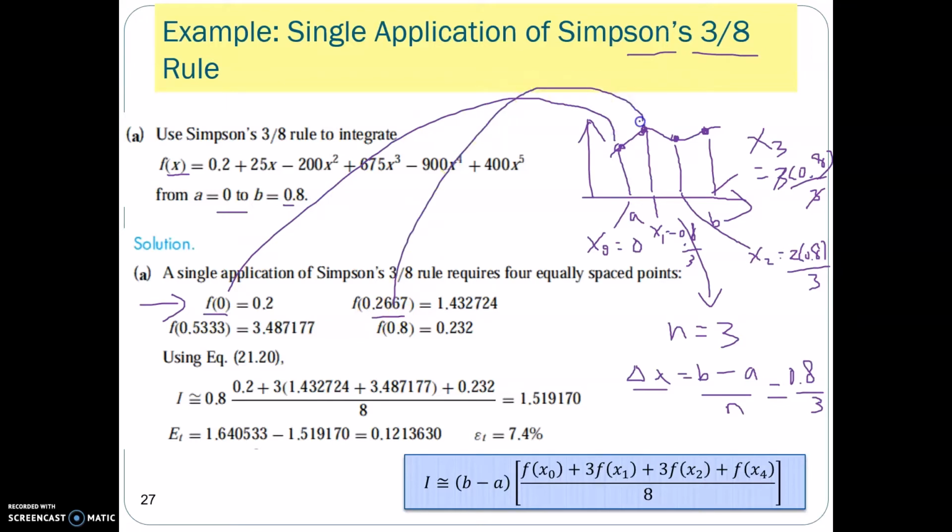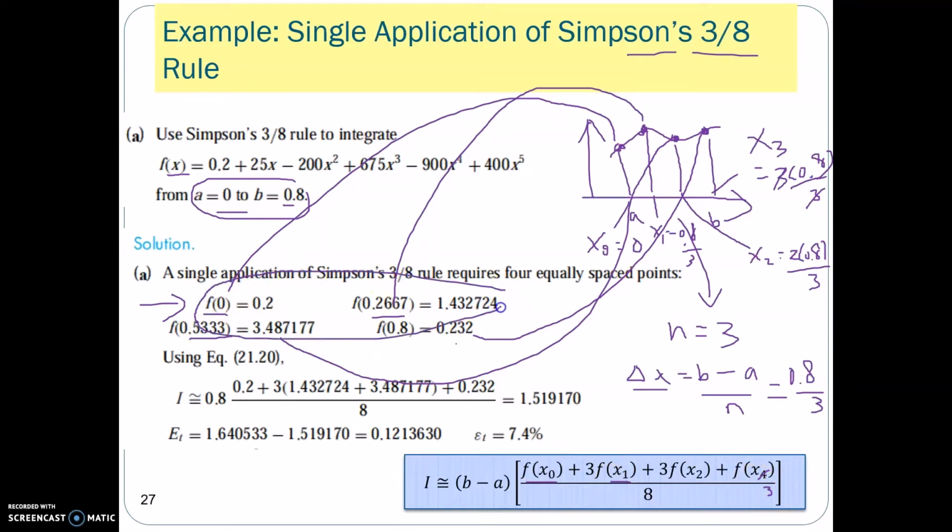f(x1), f(x2), and f(x3). There is a correction here. This will be x3. Substitute all the functions from f(x0), f(x1) until f(x3) here by using this information. And then substitute the b and a from here. Then you can obtain the integration result to be 1.51.